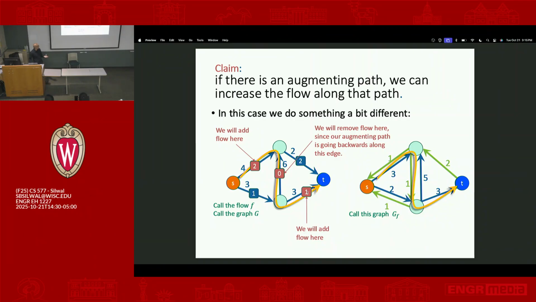And let's check, right? Is flow in the same thing as flow out? Look, there's 2 stuff going here, 2 stuff going out. 1 stuff going here, 1 stuff going out. So flow in is still equal to flow out, okay? But look, I have increased the amount of flow by 1, okay?